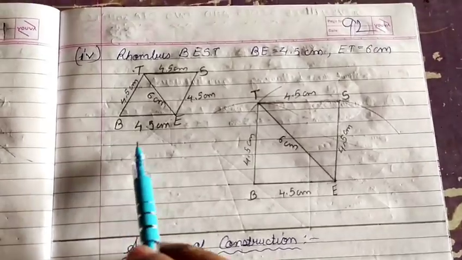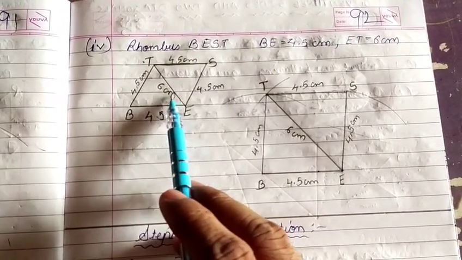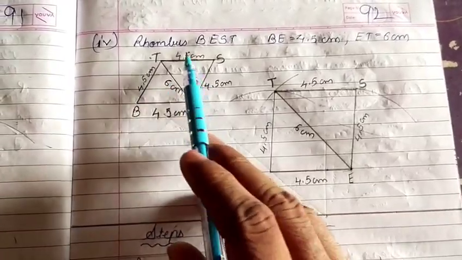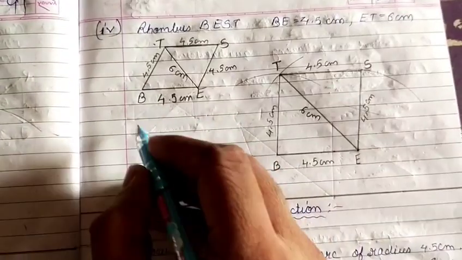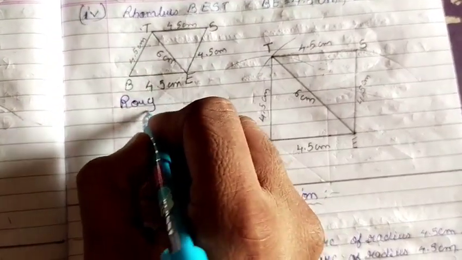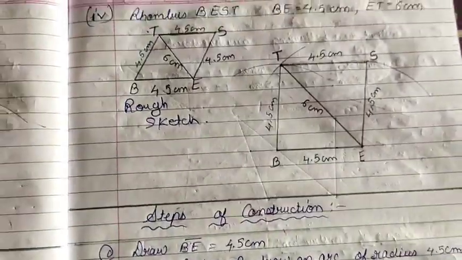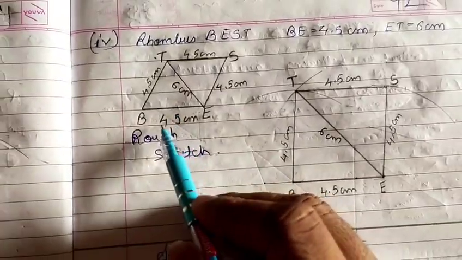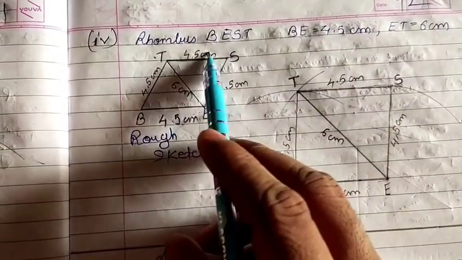Now let us start another sum of the same type, in which 4 sides and 1 diagonal are given. See here, rhombus BEST. This is a rough sketch. Write it over here, rough sketch. It is compulsory to draw. Now, according to the figure, see whether the length of BE is given. Yes, BE is 4.5 centimeter.